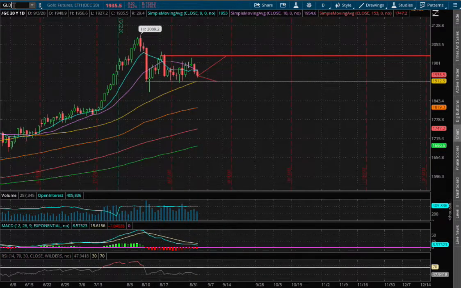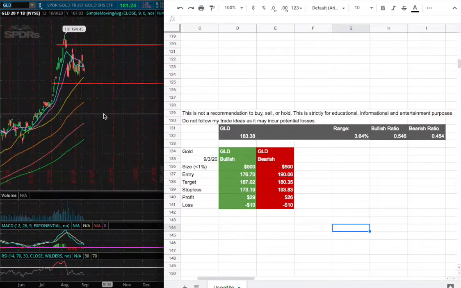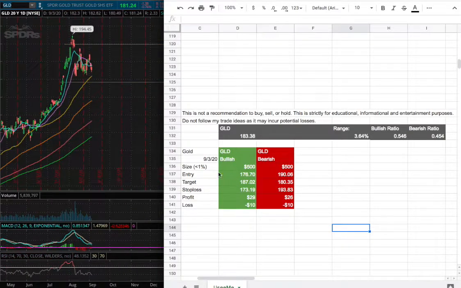So for the trade idea of the week, I'll be trading GLD, and my position size on a long will be less than 1% of my portfolio, and my entry will be $176.70. That is slightly below the 50-day moving average, as you see here, so around this range. So my sell target will be $187.02, and my stop loss will be $173.19.